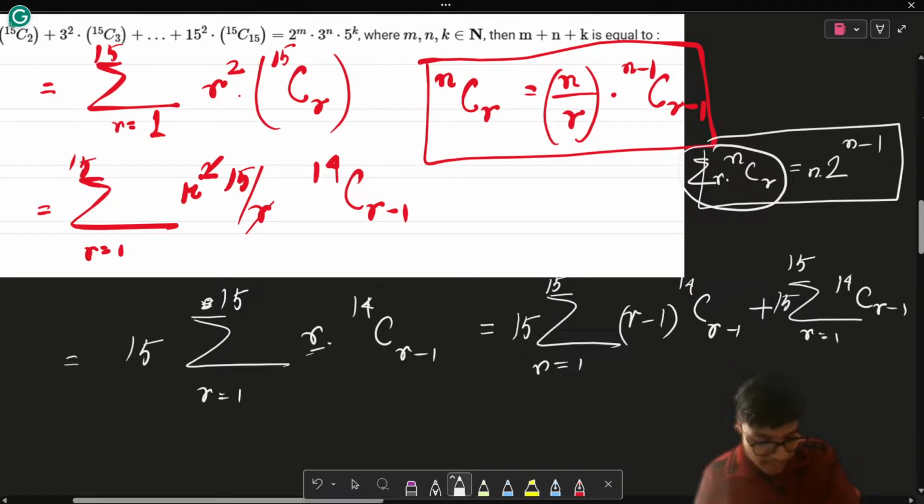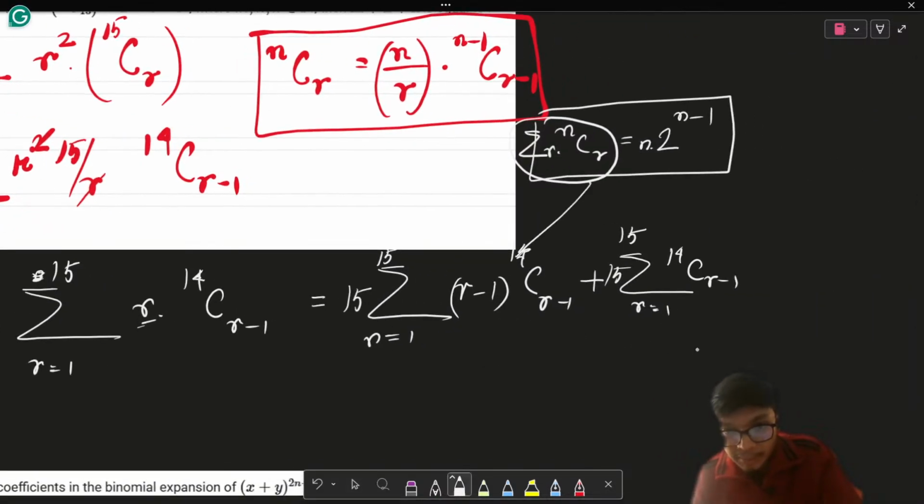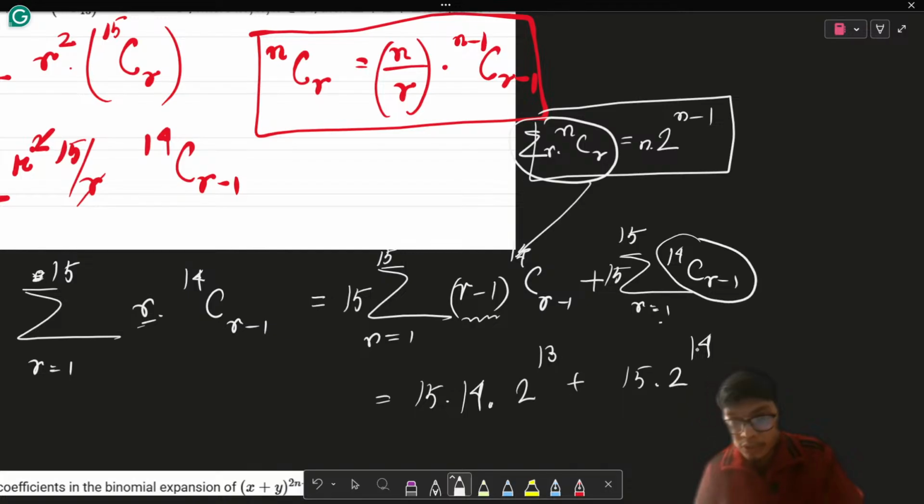Okay, so we'll have this kind of notation, and then if I apply the formula over here, we're going to get the result as 15 times 14 times 2 to the power 13, since r minus 1 makes it 14, so r goes from 0 to 14, right? Plus, this particular summation is going to be again 15 times 2 to the power 14, because here again r is from 1 to 15, so r goes from 0 to 14, right?